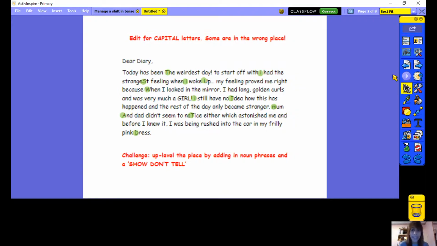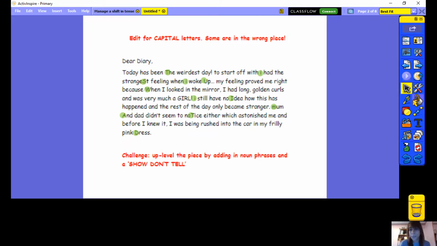Okay, so what I have done there is highlighted in green where the mistakes were. So you can see in that first line, after Dear Diary, today has been the. The doesn't need a capital letter because it's not at the beginning of a sentence. It's not the name of a place, a person. It's not a day of the week or a month of the year. So it should be a lowercase t.